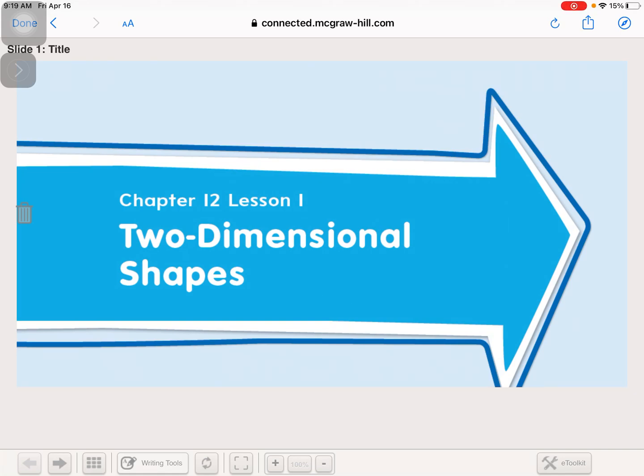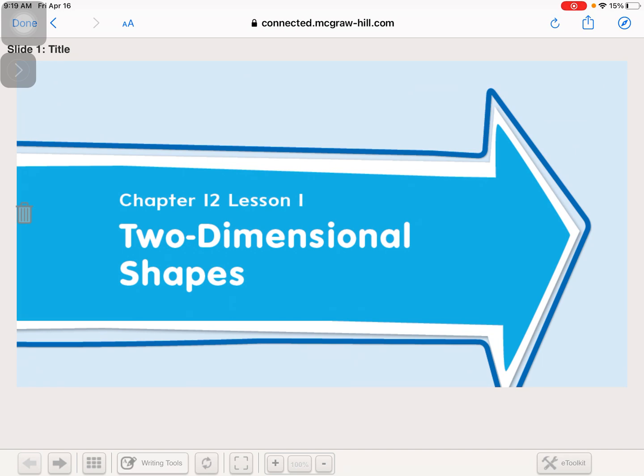Today we are starting a brand new unit in math. We are going to learn about shapes, or geometry, the study of shapes, during chapter 12. We're starting with two-dimensional shapes. Two-dimensional shapes are the ones that are flat. These are the ones that you've learned in previous grades, like square and circle, those flat shapes. We'll also move on to learn about 3D shapes, more like a cone and a sphere and a cube.